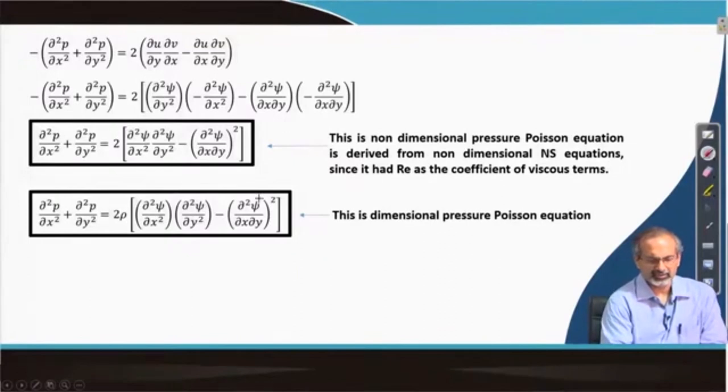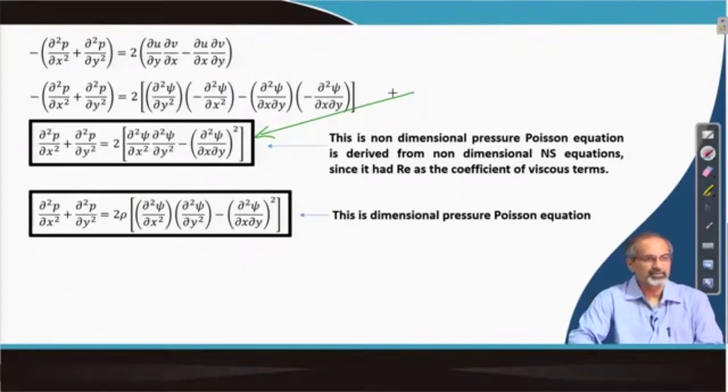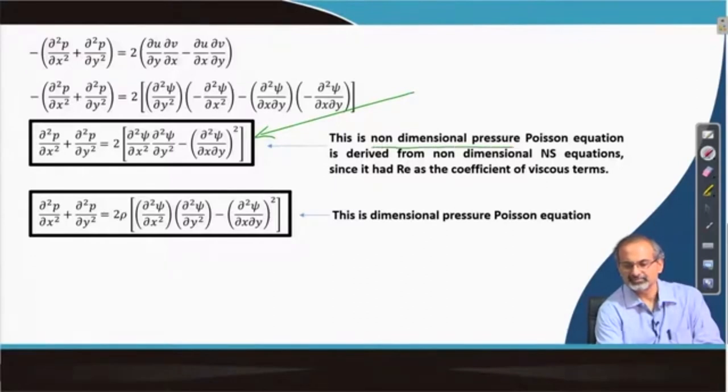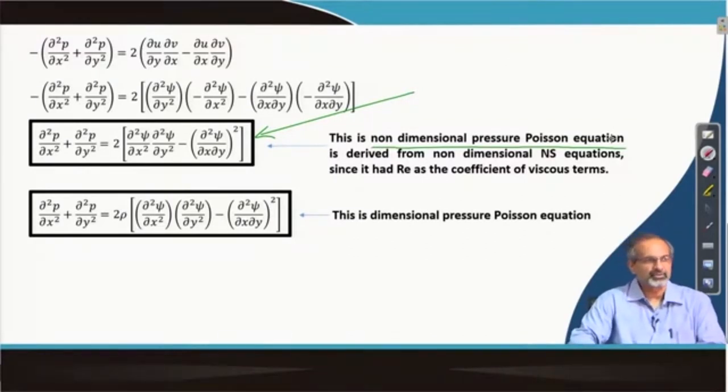So, the final form, as you can see over here, has come up in the form of second order derivatives of psi figuring in the source term of the pressure Poisson equation. So, it is Laplacian p equal to the source terms on the right hand side. Now, remember that this is a non-dimensional pressure Poisson equation. Why is it non-dimensional? Because we begin by using non-dimensional forms of the momentum equation, right. So, therefore, the pressure equation that will come out of it will also be non-dimensional, it is quite obvious.